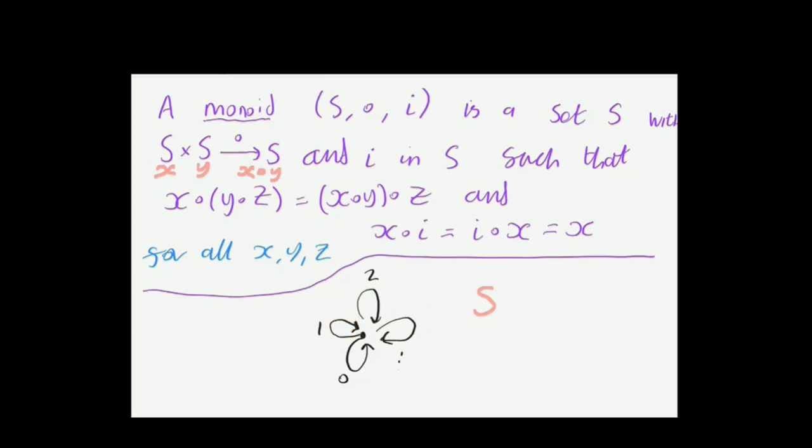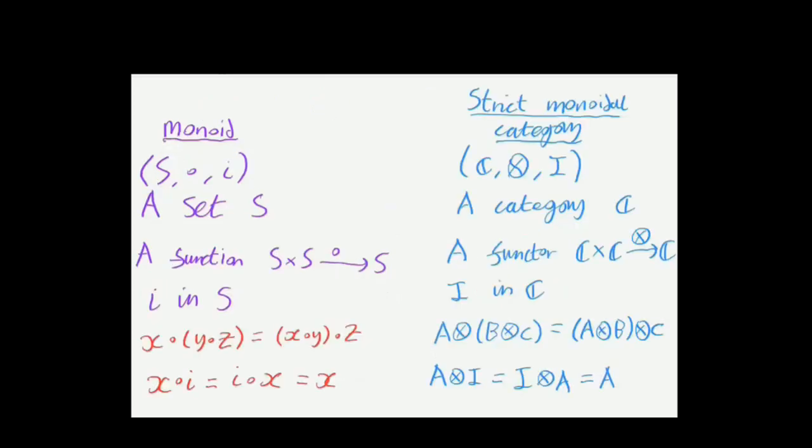So that's basically what a monoid is. Okay, so now let's introduce the idea of monoidal categories. I'll start with the idea of a strict monoidal category because it's a bit simpler. So firstly, let's just recall our definition of a monoid.